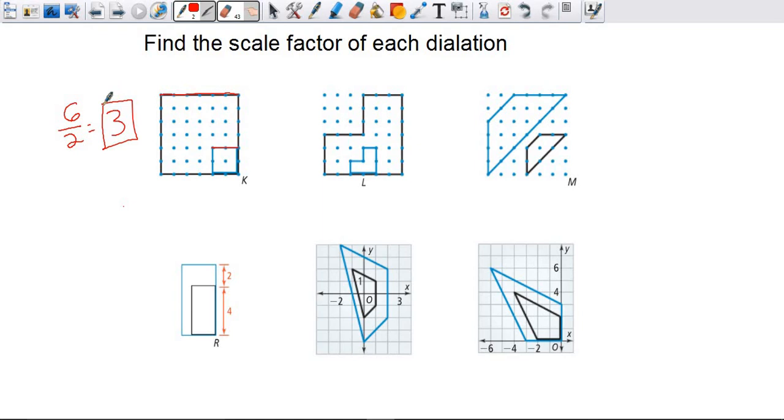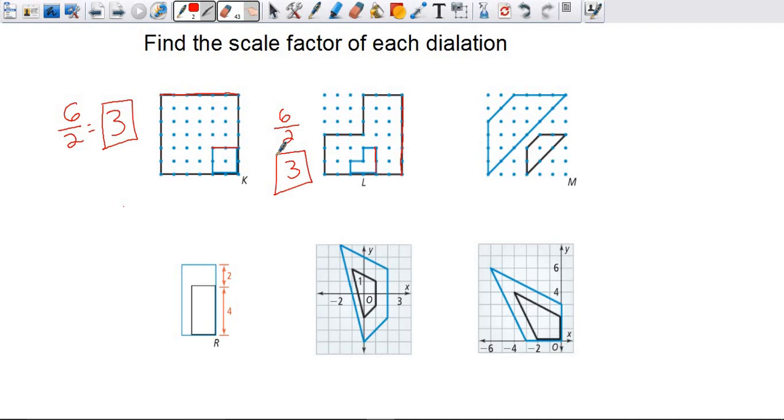Do the same thing for our next one. For this one, I'm going to pick the right side. It doesn't matter what side I use. That's just the one I want to choose. So we have 1, 2 in the original, so that goes on the bottom of the fraction. And then we have 1, 2, 3, 4, 5, 6 goes on top. 6 divided by 2 again gives a scale factor of 3.